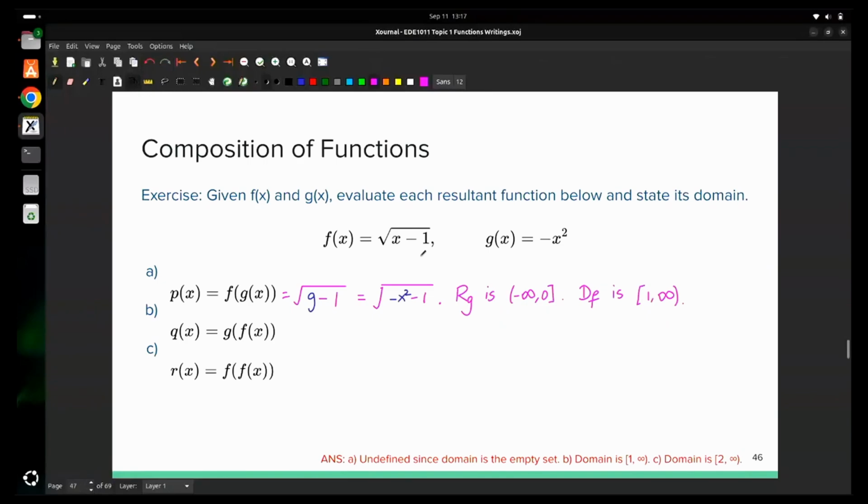And then you immediately can compare. Minus infinity to 0 is entirely not in the domain of 1 to infinity. Therefore, range of g is entirely outside of domain of f. So p of x is not defined because the domain is the empty set.